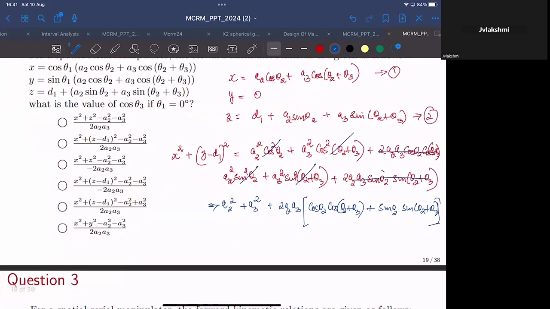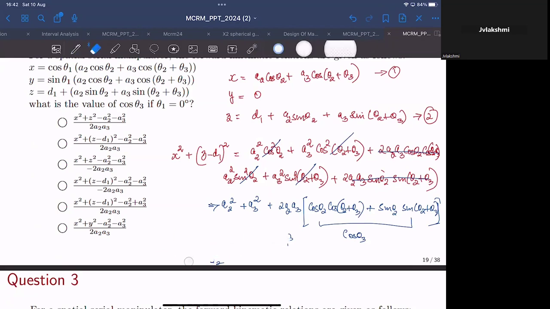Right? So how would you simplify this expression? Now you can use the trigonometric identity cos of A minus B equals cos A cos B plus sin A sin B. If I consider A as theta 2 plus theta 3 and B as theta 2, then this entire term becomes cos of theta 2 plus theta 3 minus theta 2, which is cos theta 3, right? I hope I'm correct. Yes, sir.